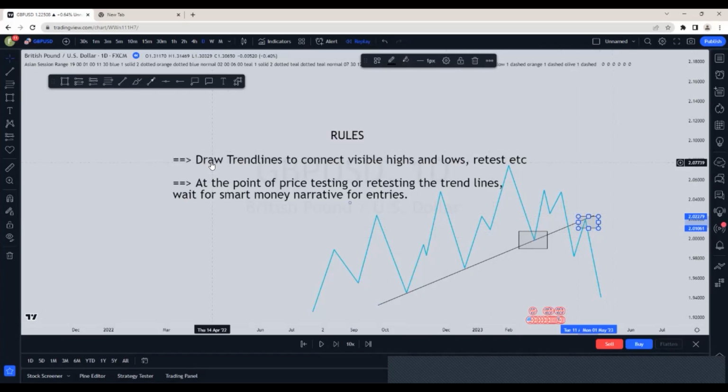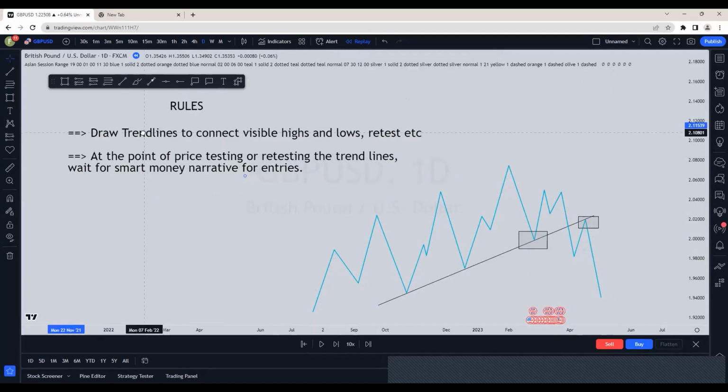So this is the first rule: draw trend lines to connect visible highs and lows or retests, etc. Now, at the point of price testing or retesting the trend lines, testing, which is here, or retesting the trend lines, wait for smart money narrative for entries. Very easy. Let me move this up here so you can see perfectly. So I said draw trend lines to connect visible highs and lows or retests, etc. Now, at the point of price testing or retesting the trend lines, wait for smart money narrative for entries.